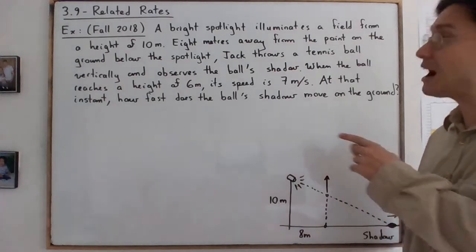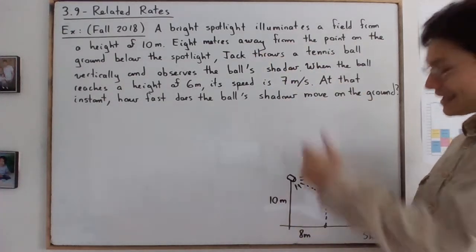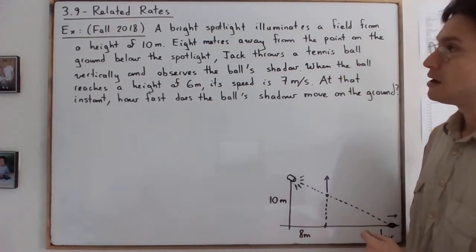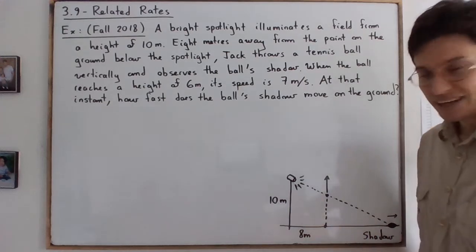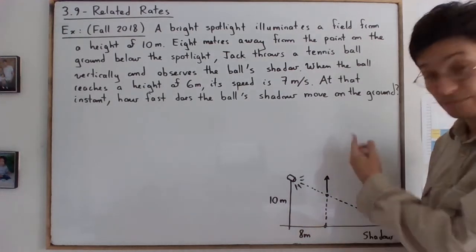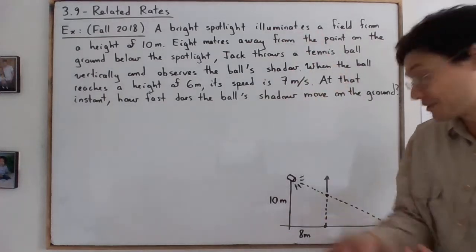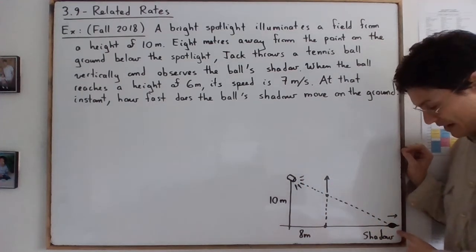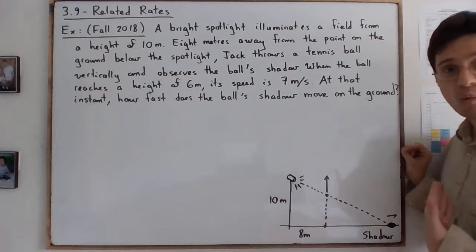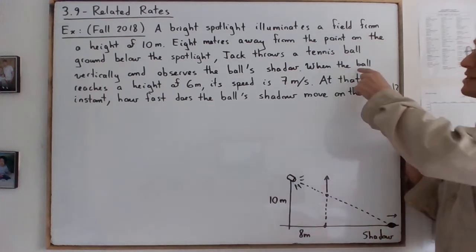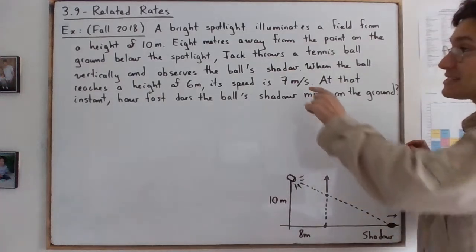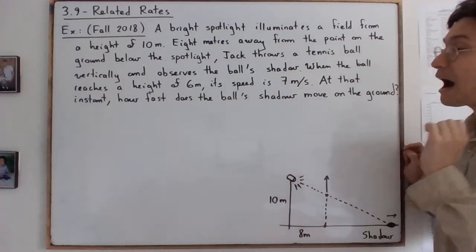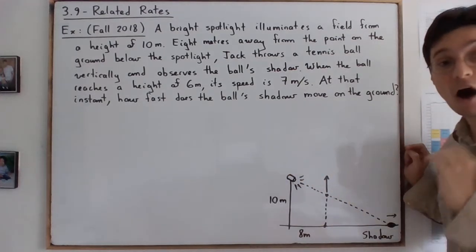So from a height of 10 meters, you have a spotlight, 8 meters away on the ground from the spotlight. That's what is written over there. Then Jack throws a tennis ball vertically, just upward, and observes the ball's shadow, because the light is going to illuminate the ball and create a shadow. And he observes the way the shadow moves. When the ball reaches a height of 6 meters, its speed is 7 meters per second. At that instant, how fast does the ball's shadow move on the ground?